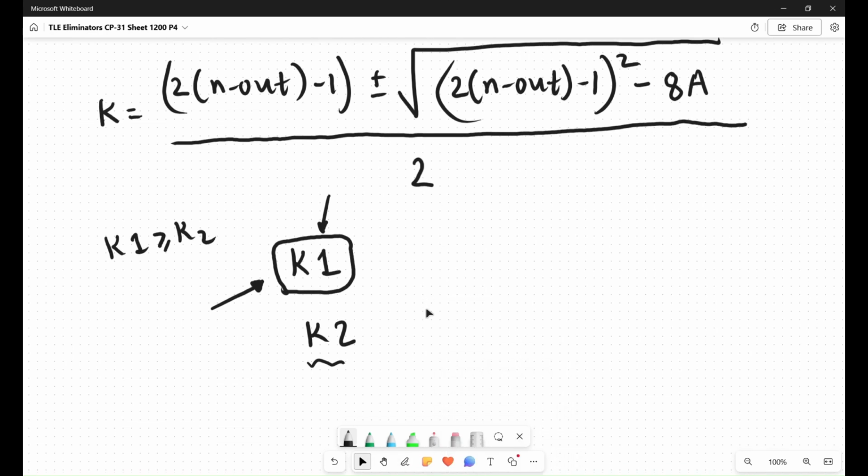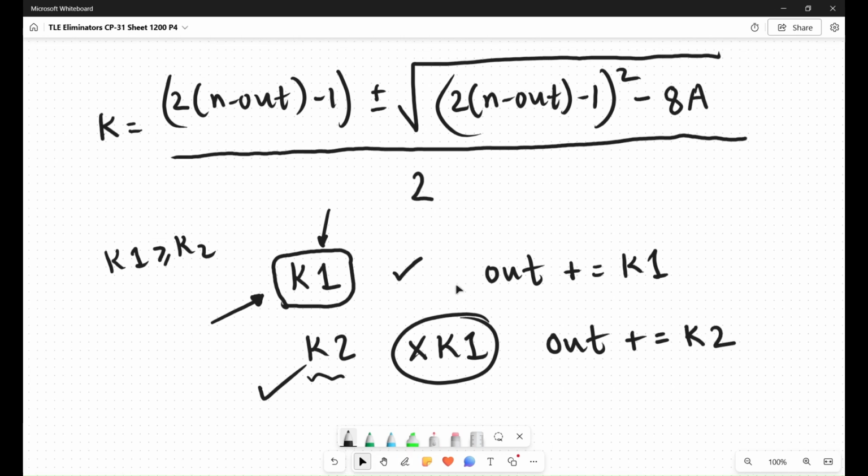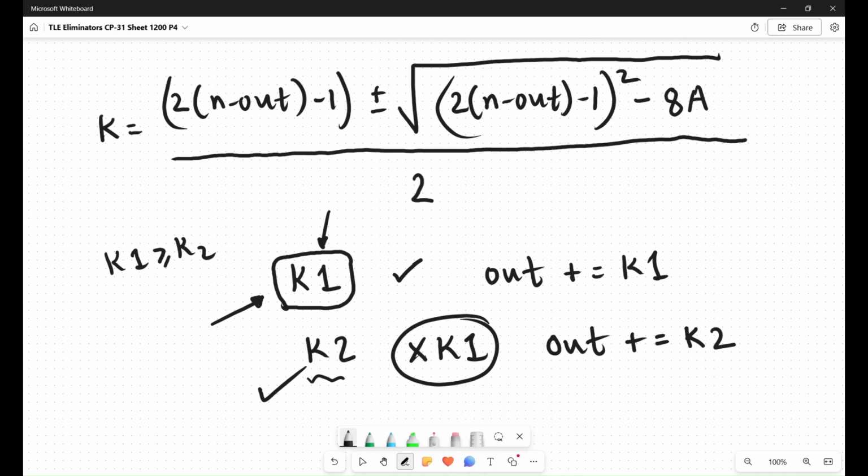After outputting, suppose I output k1 elements in this iteration, then I will do out plus equal to k1. And if I don't output k1 elements and I output the element k2 times, then out plus equal to k2, and you'll go for the next iteration. That is basically the whole solution. Let's take a look at the code.